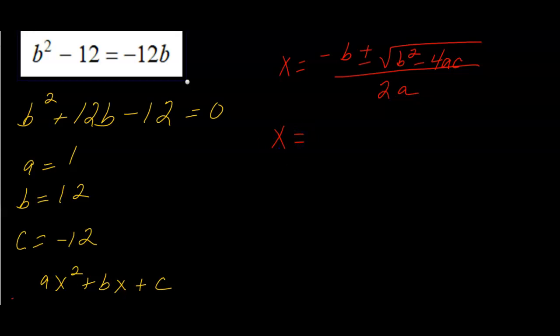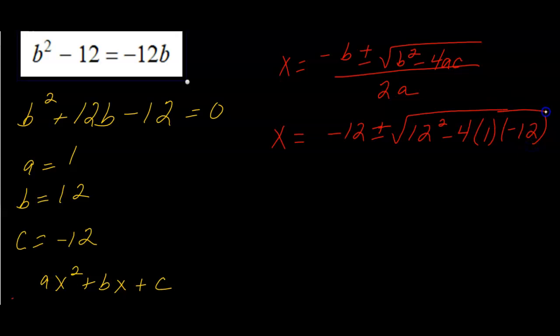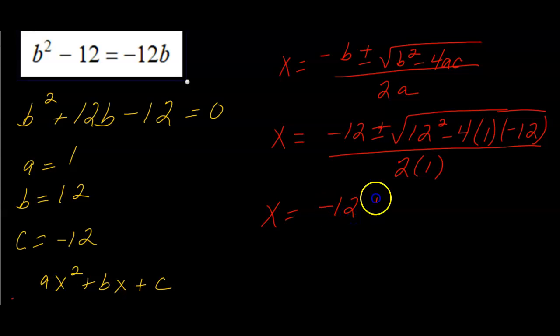x equals -b, my b is 12, so this is -12, plus or minus the square root of 12 squared minus 4 times a, which is 1, times c, which is -12, all over 2a, which is 2 times 1. And then you're going to just go ahead and simplify as much as you can. Okay, so we have -12 plus or minus.